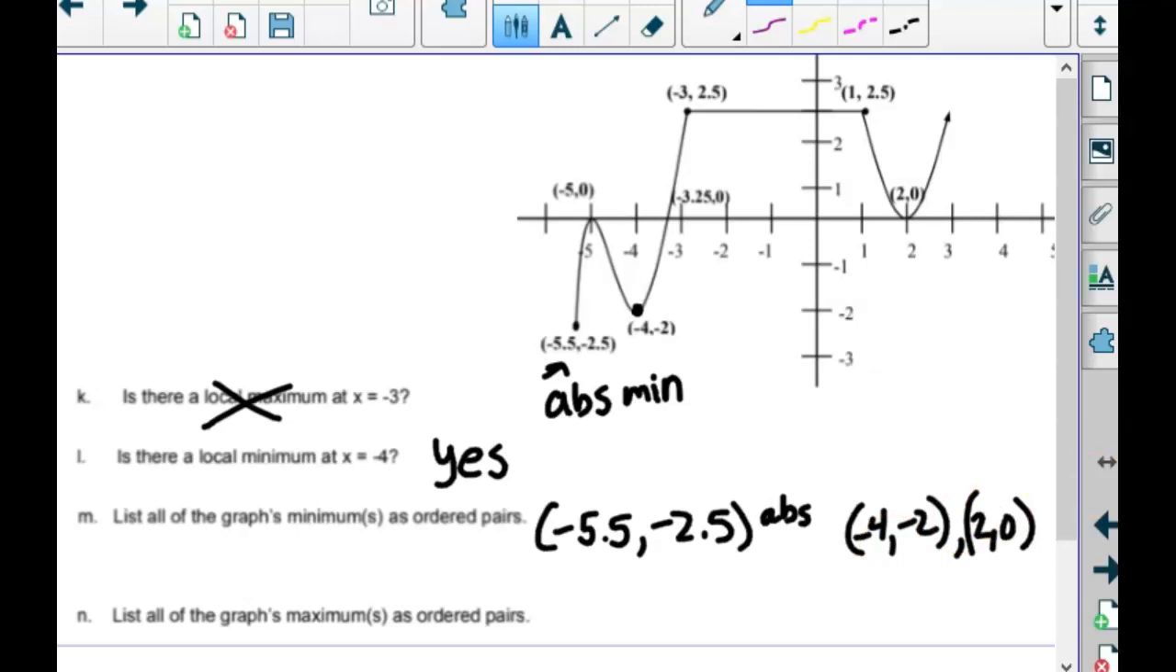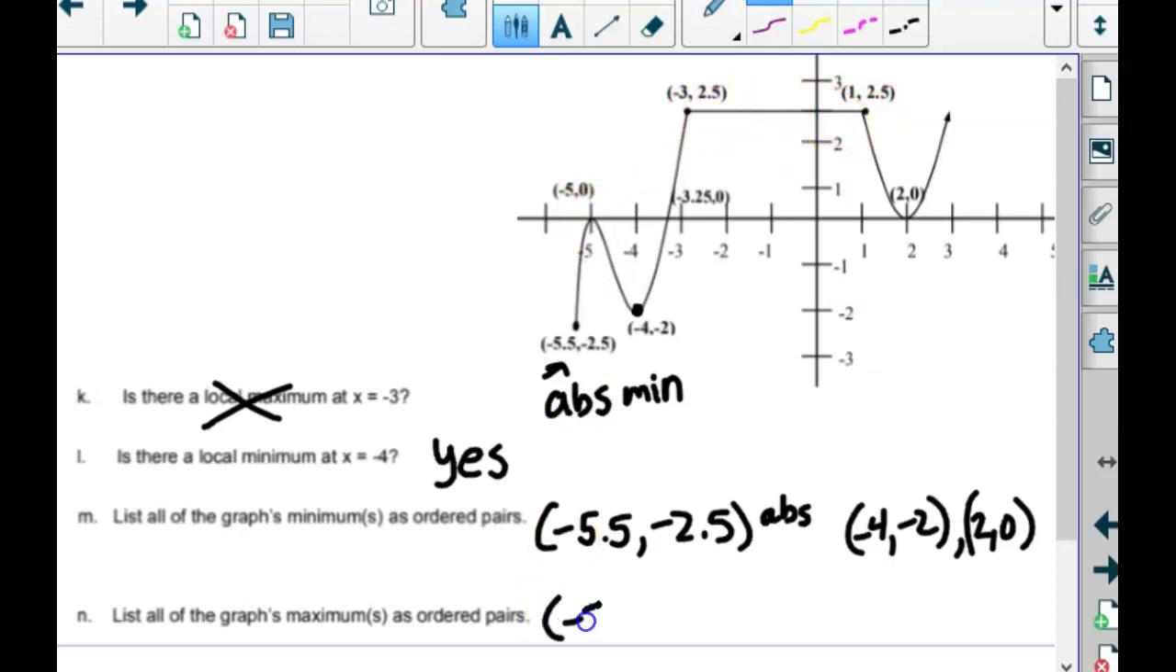Yes, that's a great question. I actually like the idea of local better. It means in this local area, is that the lowest? And that's why I'm not so sure that that works or not. I can't remember what she told me. If I looked up, I could find it, but list all of the graph's maximums as ordered pairs. Well, again, I'm not sure if we're supposed to count those, but where is there clearly one maximum?